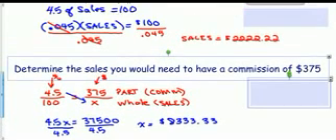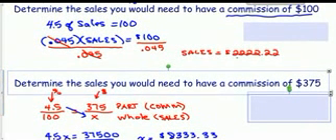Now I want to make sure this seems reasonable. In my last problem, I had $2,000 when I wanted a commission of $100. This commission is almost 4 times as much, so I should expect this answer to be almost 4 times as much. And it is.